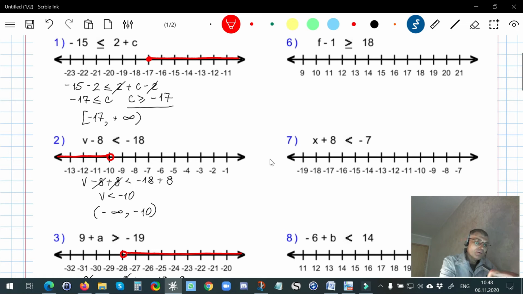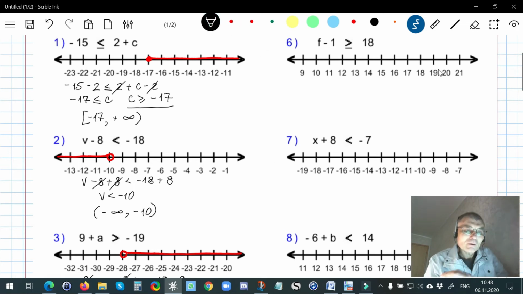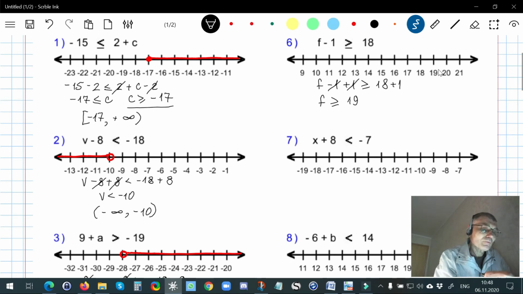The next one doesn't change. Alright, now I have to isolate f. To do that, I just add 1 to both sides. What I get is already set building notation. 1 is cancelled here. F is greater than, I can calculate it easily, 19. So, graphing this. Okay, let me write interval notation.